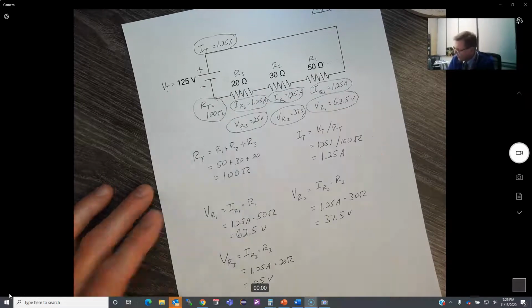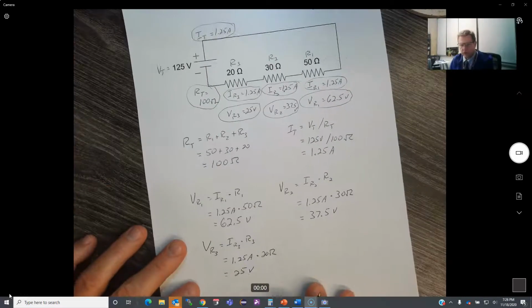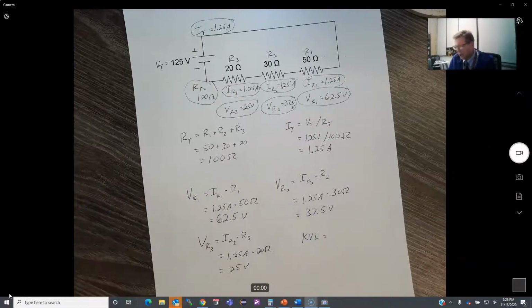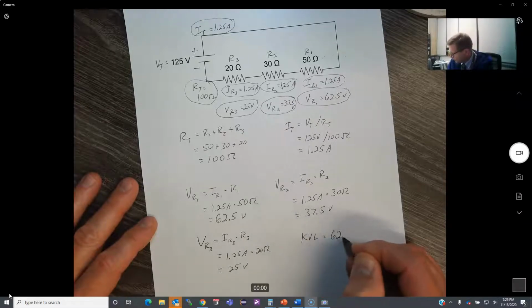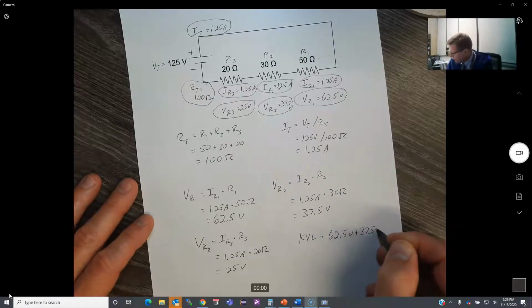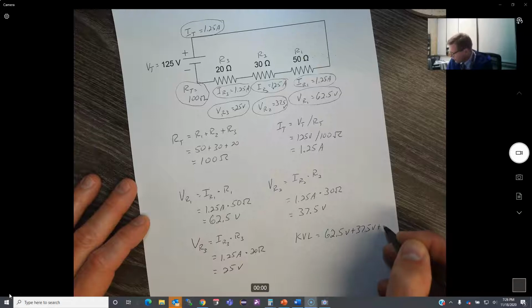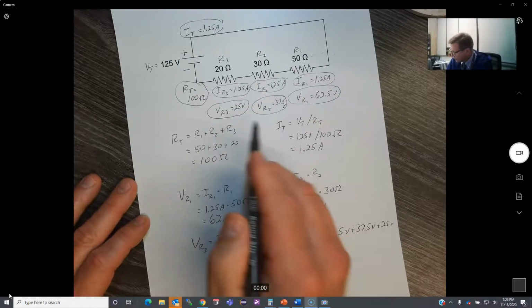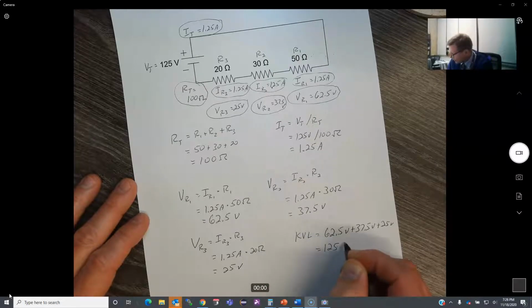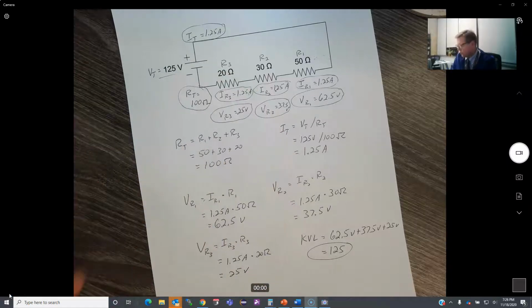So the last thing I want to do right now is a check. So I'm going to use, if you remember, KVL. Kirchhoff's voltage law says in a series circuit, all the voltage drops sum up to make the total voltage, right? So I know my total voltage is 125. So if I take my three voltages, 62.5 volts plus 37.5 volts plus 25 volts, those are my three voltage drops that I have here at the resistors. If I add those three together, they do indeed turn out to be 125 volts, which matches my voltage total up there. So that is how that guy is actually completed.